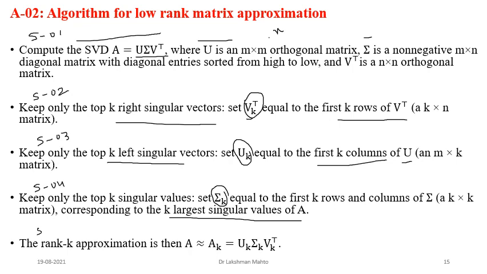In the last step, we just multiply Uk with Sigma k, further with Vk transpose. So this is Ak, a rank k matrix, and the rank k approximation of the original matrix A. So this is the algorithmic approach of low rank matrix approximation.